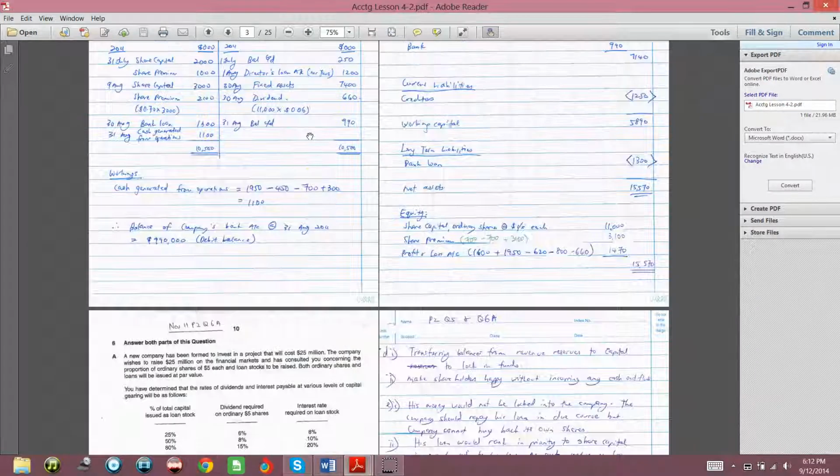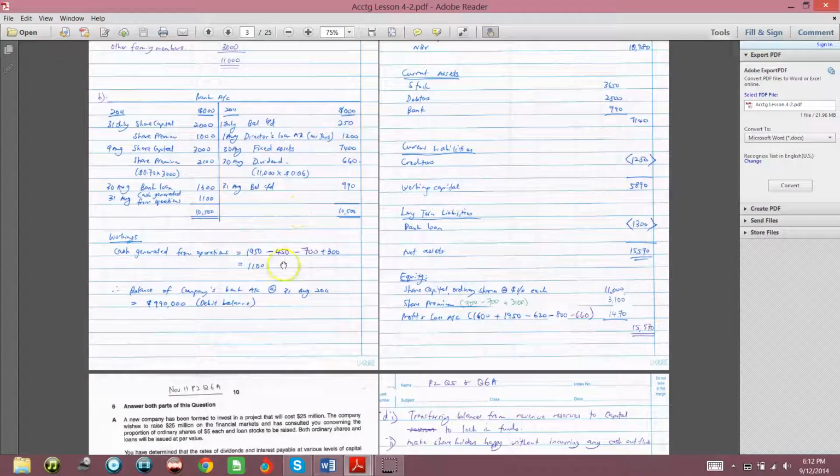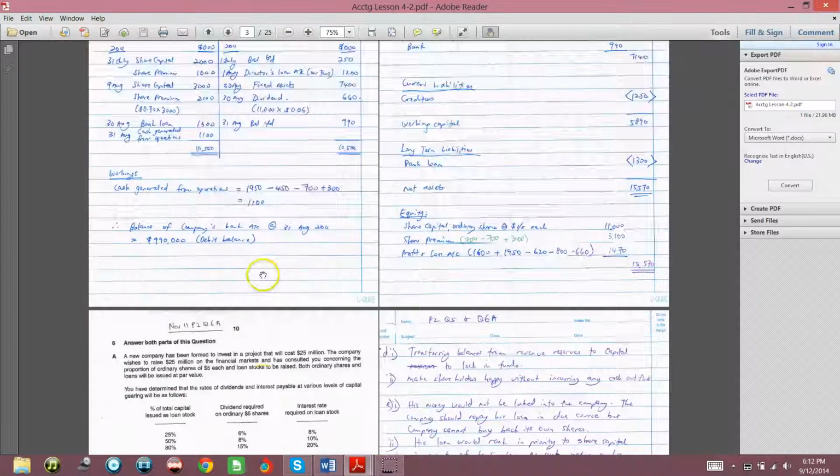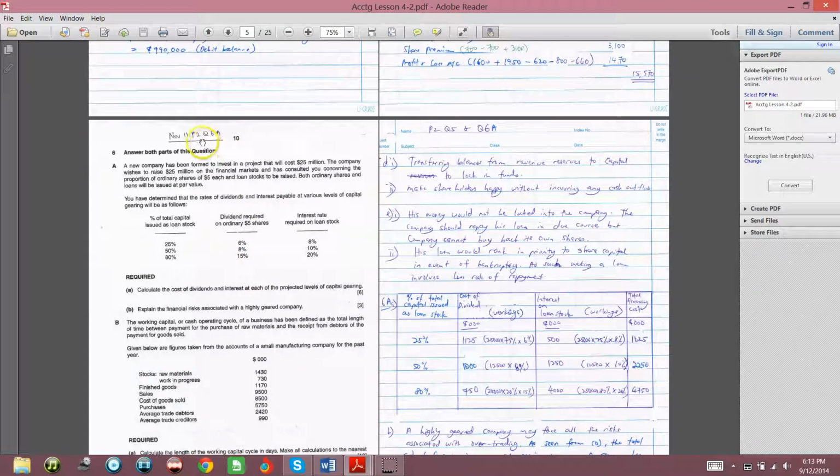When I do a past year exam question, I would prefer to do the whole question. Like for example, this part, cash generated from operations. Some of you may be able to grasp, but some of you are still not very clear. But I'll make sure that I will be a lot clearer when I come to the coming lessons on cash flow statement. I will explain this much clearer. So this is November 11, paper 2, question 6A.